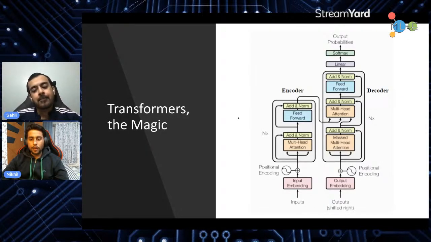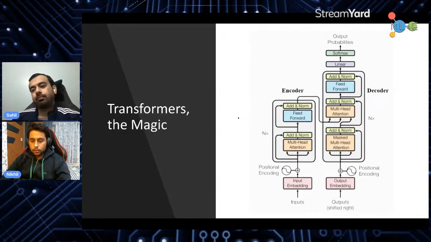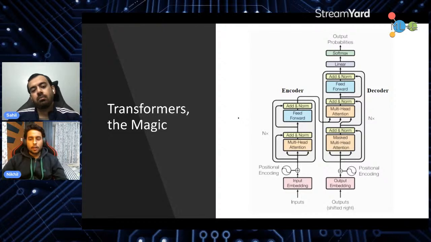Okay, so finally we come to transformers. Transformers was the magical thing that happened to us, right? We'll be covering later on the different types of architectures we worked with, but transformers really help. If you see a typical transformer, it has both an encoder as well as a decoder part, but we only use an encoder structure. We did not get time to experiment with the decoder structure.